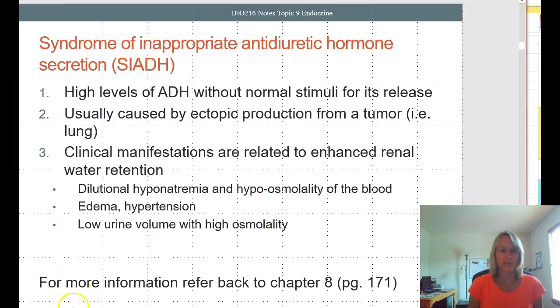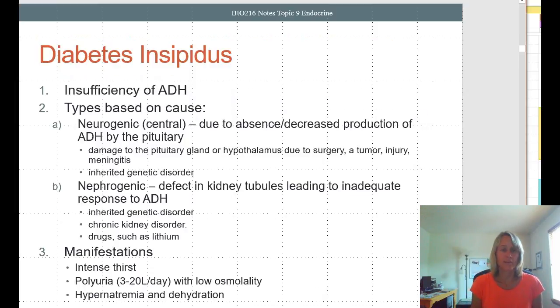So we have an increase in blood volume and a decrease in urine volume, and that urine is going to have high osmolality. Diabetes insipidus is when we have an insufficiency of ADH. And there's two different types based on cause. Neurogenic, also called central diabetes insipidus, is due to an absence or decreased production of ADH by the pituitary. So this could be due to damage to the pituitary or to the hypothalamus, may be caused by surgery, meningitis, a tumor. There is also an inherited genetic form of neurogenic diabetes insipidus.